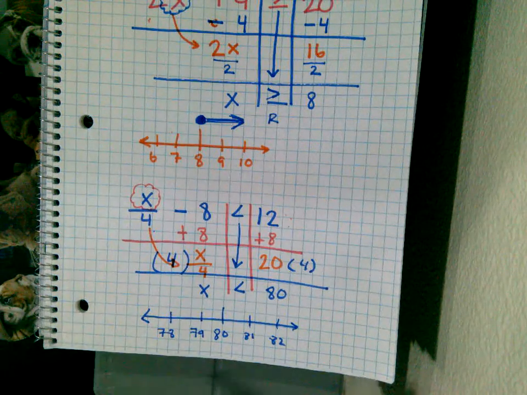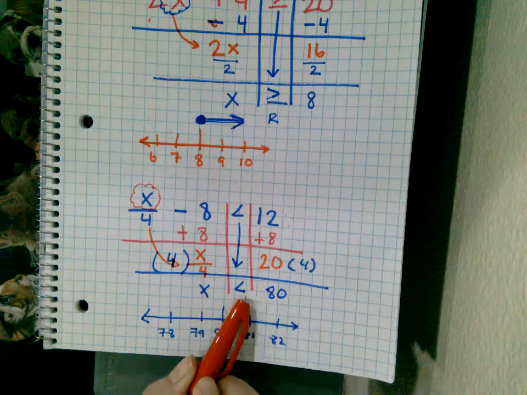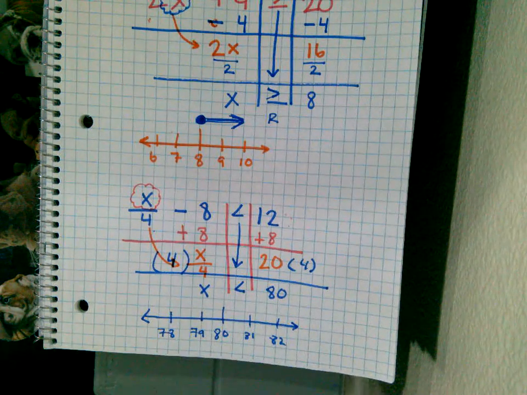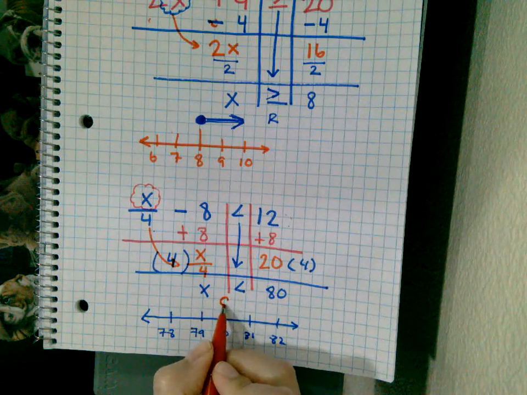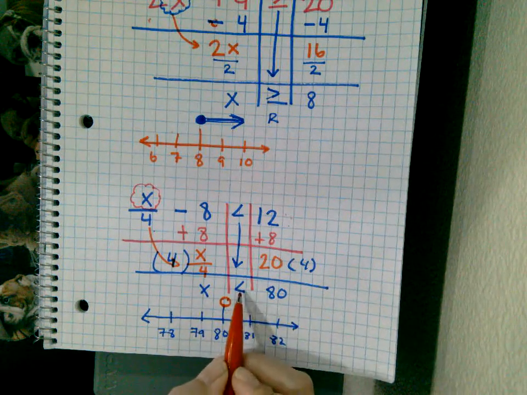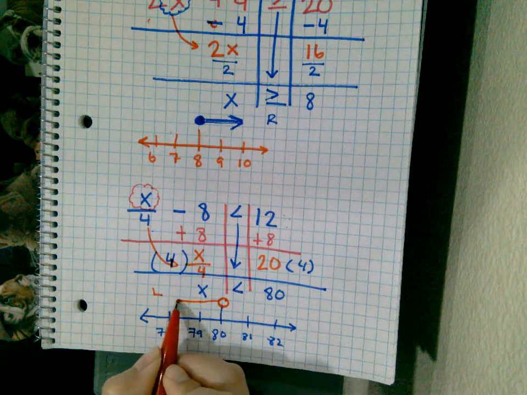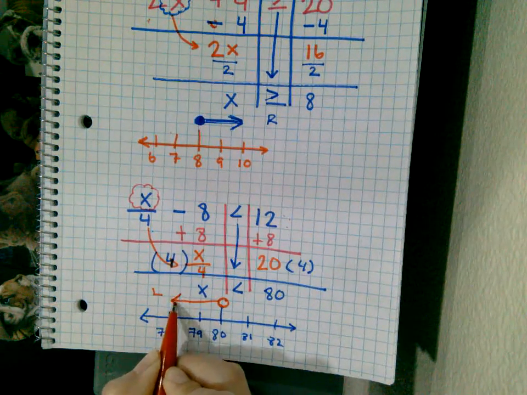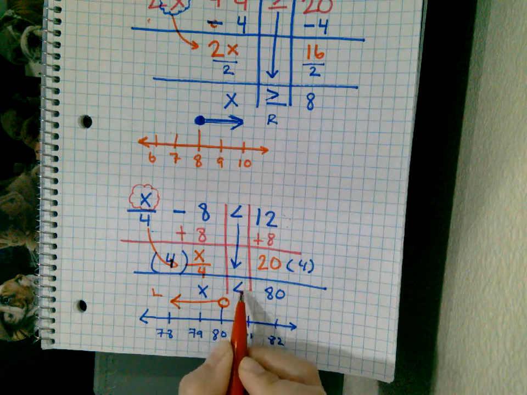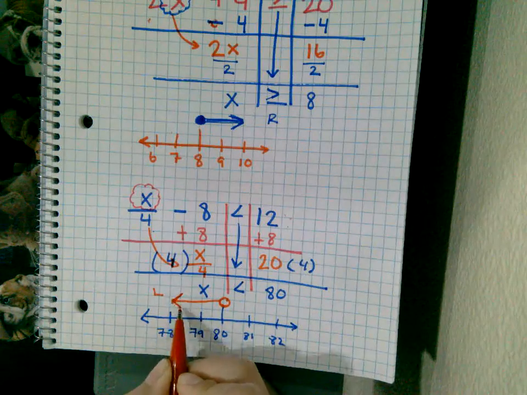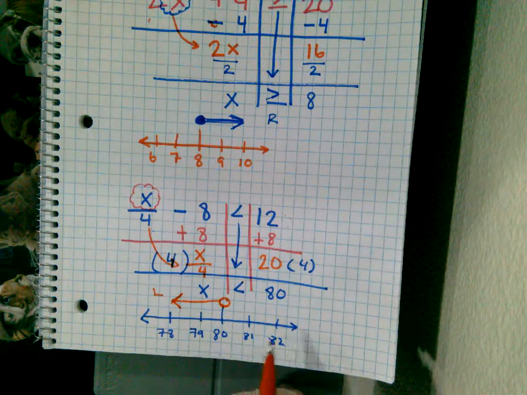Then you look at the inequality right here. And you go, okay, is this an open or a closed circle? It is an open circle. And it's pointing to the left. It's pointing this way. So you shade to the left. And look, this inequality right here, this arrow, is the same as this inequality. It points in the same direction. It points to the left, so I shade to the left.